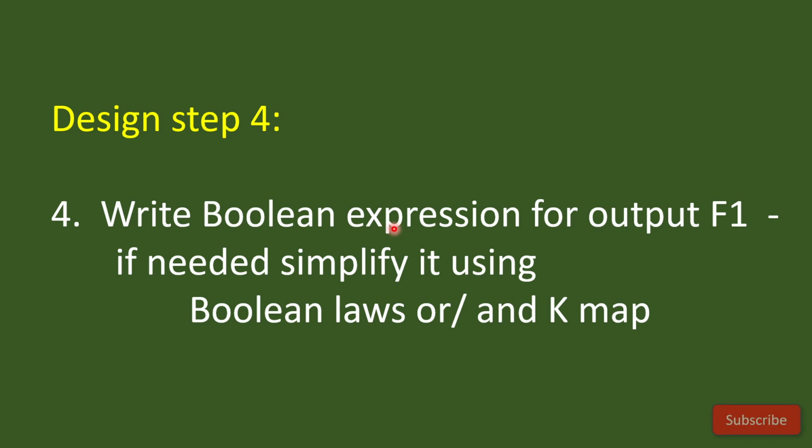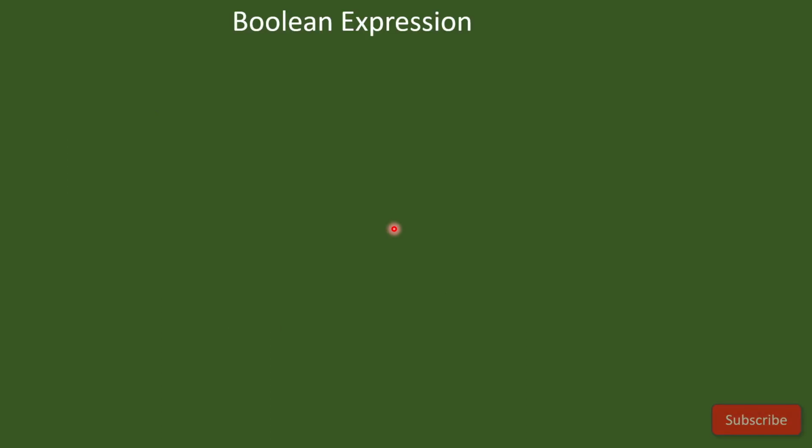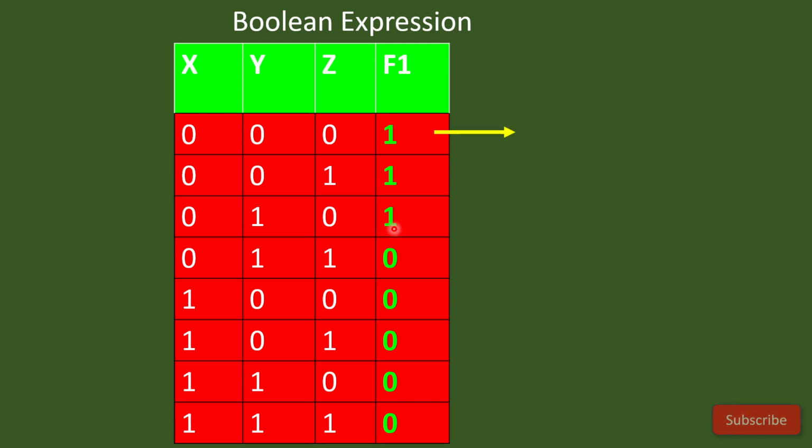It is to write the Boolean expression for the output F1. Then we need to simplify it using K-map and Boolean laws. So what is the Boolean expression for this? We have to write the expression. We know that the first one corresponds to 0, 0, 0. That means this is X dash, this is Y dash, this is Z dash.